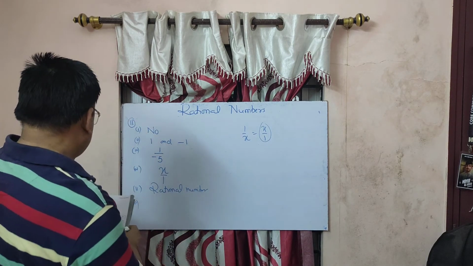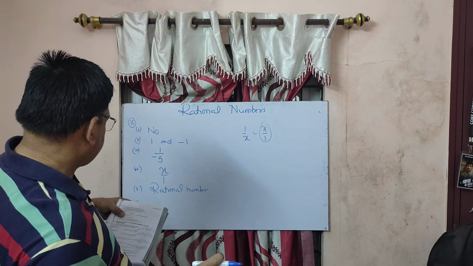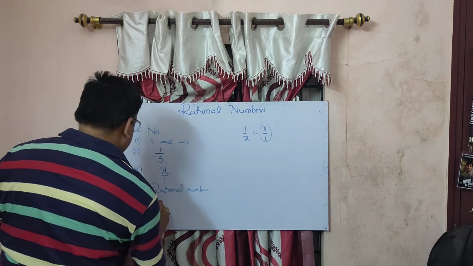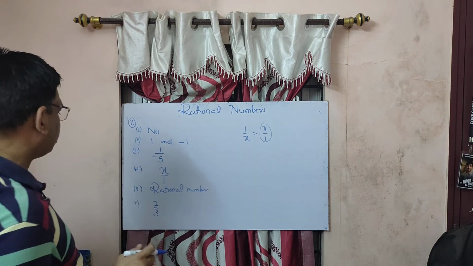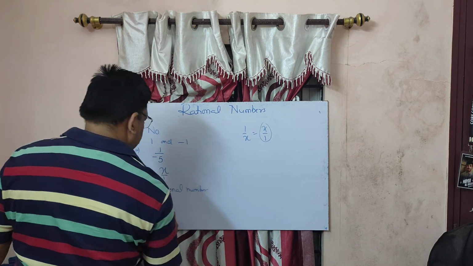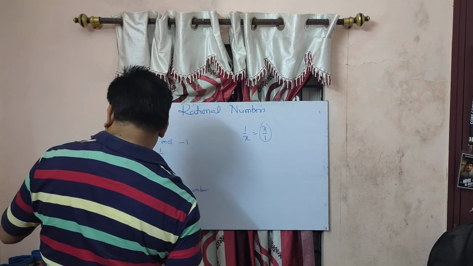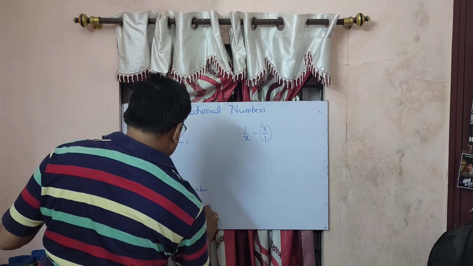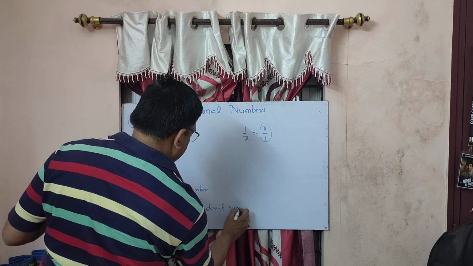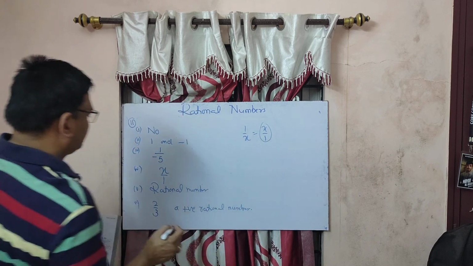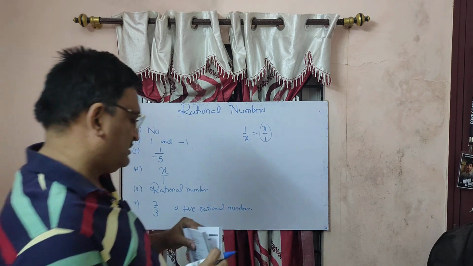The reciprocal of a positive rational number. For example, 2 upon 3 is a positive rational number. The reciprocal of a positive rational number is what? Always a positive rational number. So this is all about exercise 2.1.